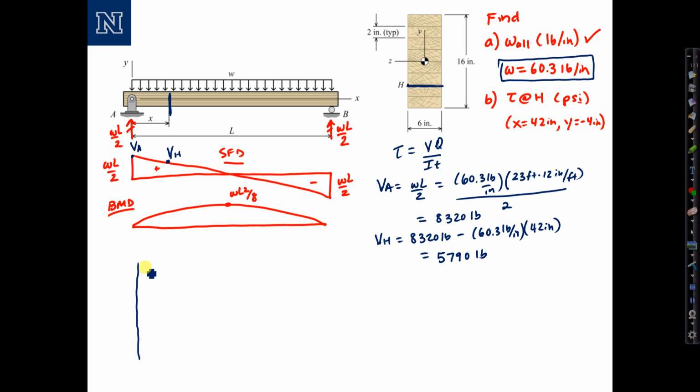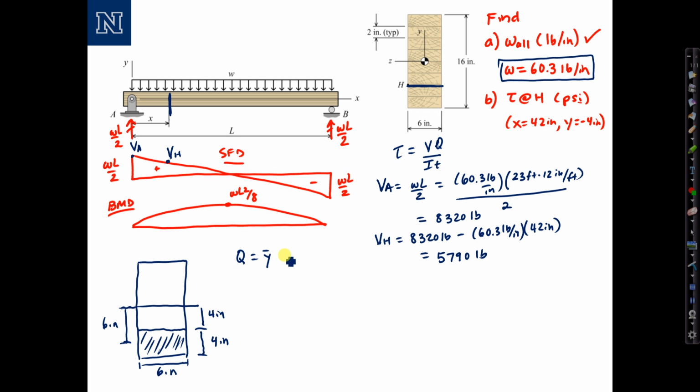I'll draw a picture of the cross-section to help guide us. There's the neutral axis. There's the location that we want to evaluate the shear, 4 inches from the neutral axis, and the area we're going to consider to evaluate Q has a depth of 4 inches and a width of 6 inches. The distance of the centroid of that area from the neutral axis would be 6 inches. So we take Q equals Y bar times the area equals 6 inches times 6 times 4, 24 inches squared for the area, and that computes to 144 inches cubed.